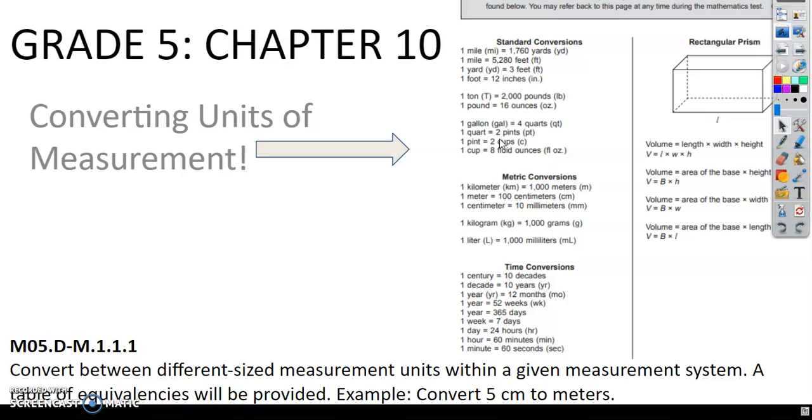Keep in mind, in the United States, we use standard conversions or the customary system of measurement. Everywhere else in the world, they use the metric system of measurement. So what that means for us often is that we have to learn both.